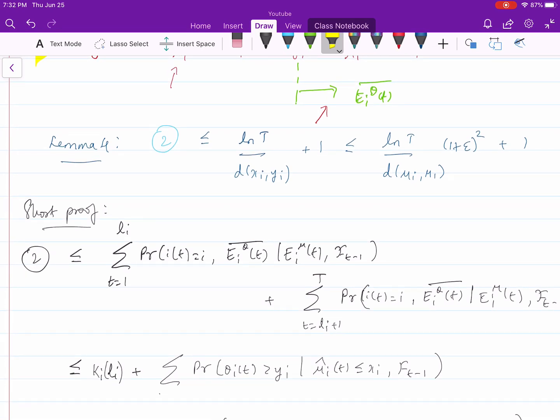We have lemma 4, which says this summation 2 is bounded by log t divided by the scalar divergence between xi and yi, plus 1. We already saw this relation from the assumption of epsilon, so we have to just prove this part.